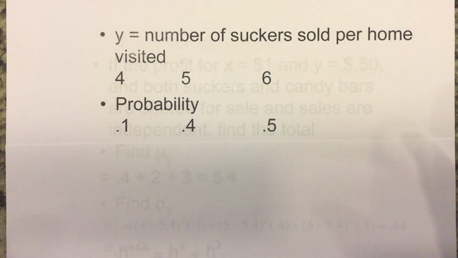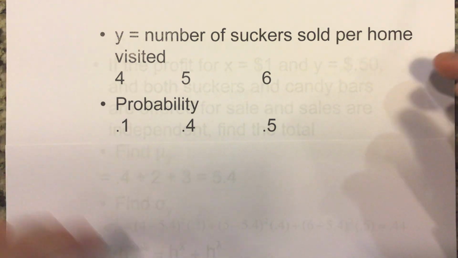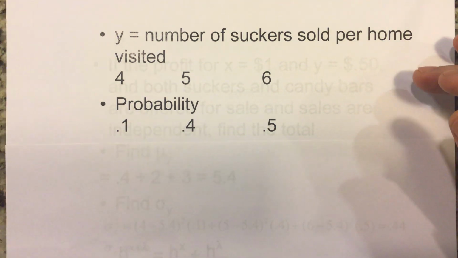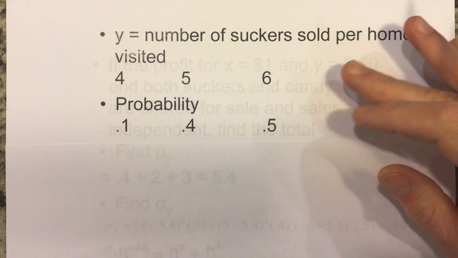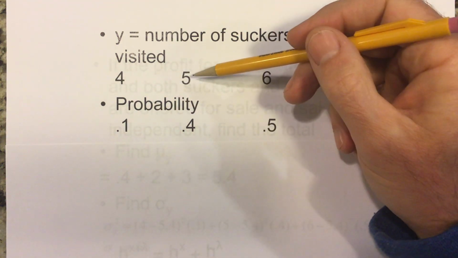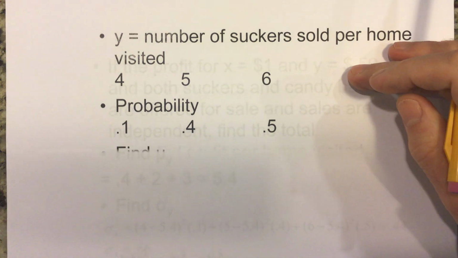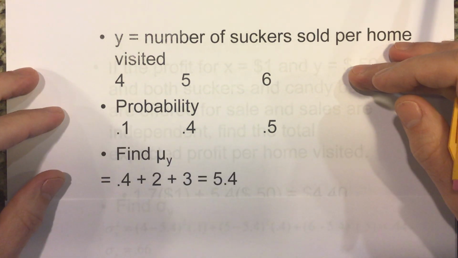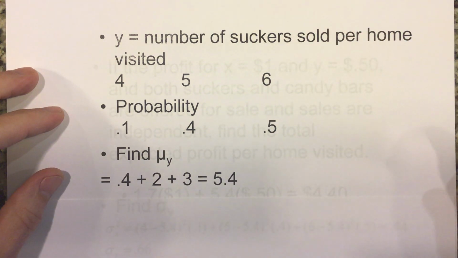Maybe it's because suckers are cheaper, or maybe your friend really likes suckers, and anytime somebody doesn't buy enough, your friend grabs a few and starts eating them themselves, and then they have to pay for them, right? All right, so again, let's calculate our mean and our standard deviation. So 4 times 0.1 plus 5 times 0.4 plus 6 times 0.5. There we go. Mean number of suckers sold, 5.4.